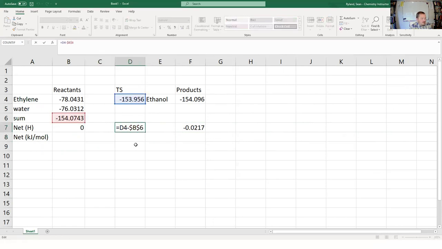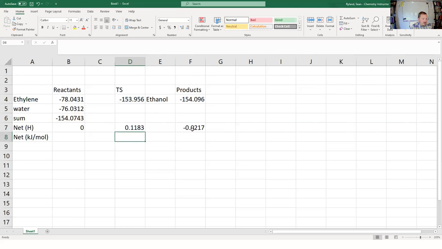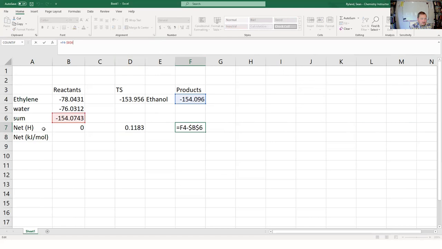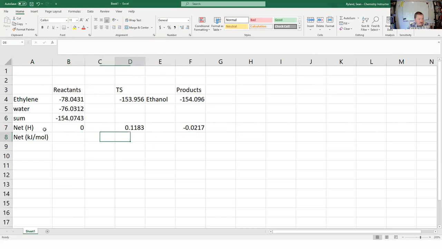My formula here is just the transition state energy minus the sum of the reactants. And the formula over here for the products is just the products minus the sum of the reactants. This gives us a rough idea, but it doesn't give us any context. We don't have any feeling for how big a Hartree is other than it's big, but we know we're going uphill in energy, a certain amount relative to the reactants, and then going downhill in energy to get to the products.